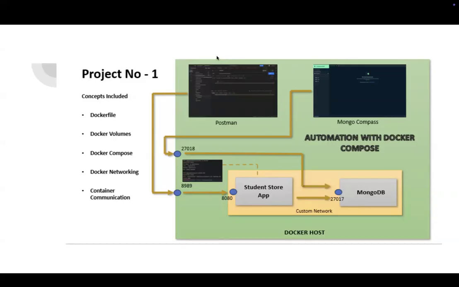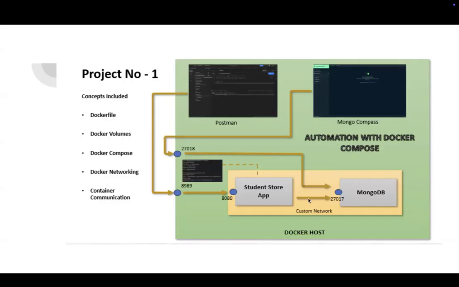Okay, project number one is this one. We are going to automate this two-tier deployment of our application with Dockerfile and Docker Compose file. So what are the different concepts that we use in this project? We are going to use the concepts of Dockerfile, Docker volumes, Docker Compose, Docker networking, and container communication. So all these different concepts are included in this project, automated together.